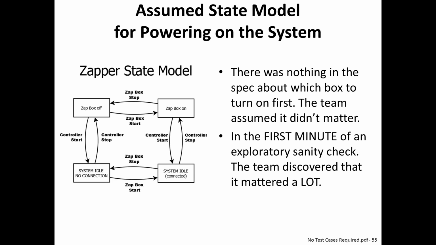The problem with that formal specification that I put up on the screen a couple of slides back is that it says to turn on the boxes in a specific order in the test, but the specification doesn't say anything about that. And the user documentation didn't say anything about that. And so it'd be easy to assume that it doesn't matter. But in the first minute of an exploratory sanity check, the test team found out that it makes a lot of difference whether you start the zapper box first or the control box first.